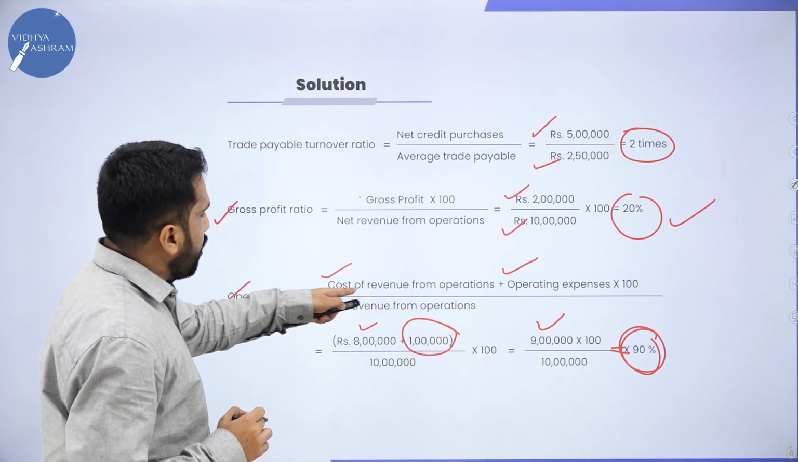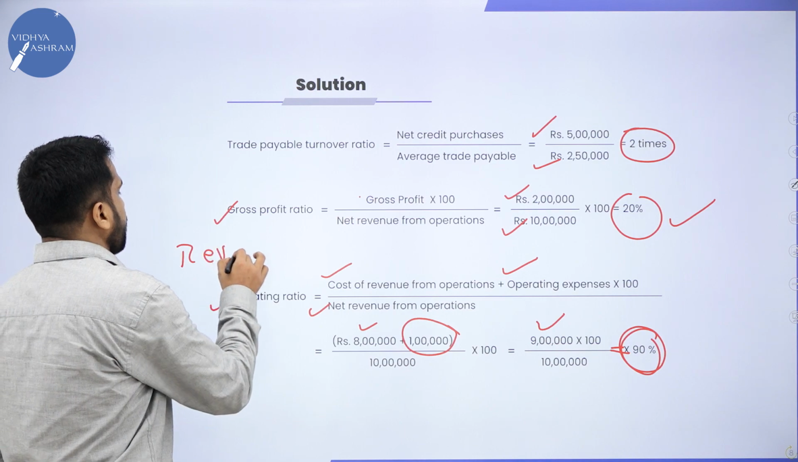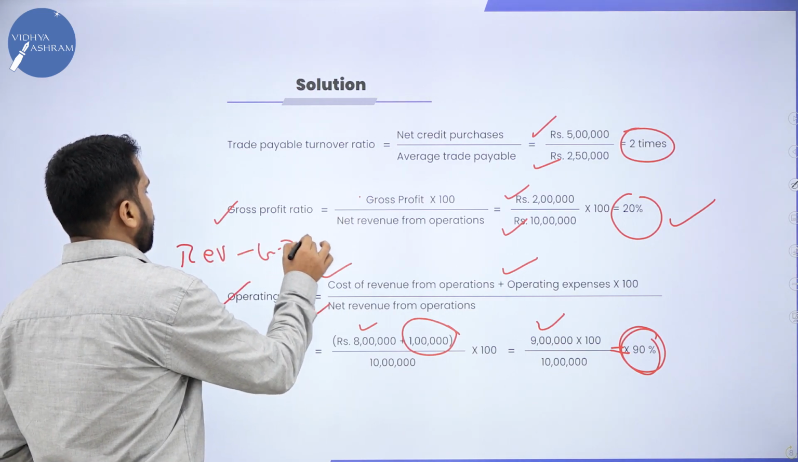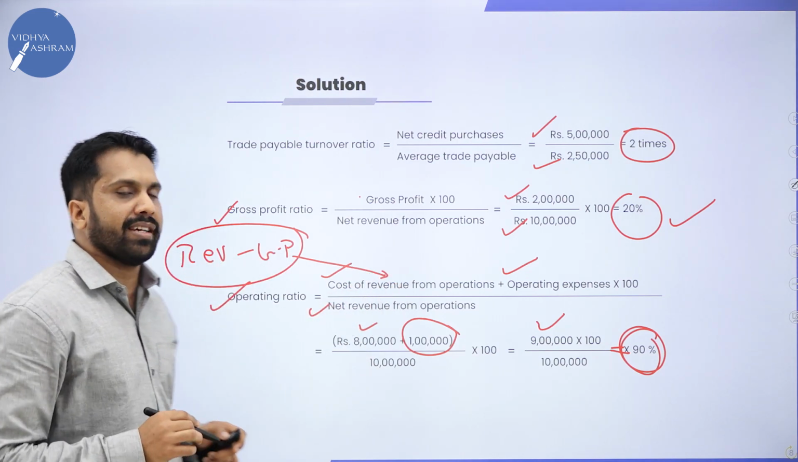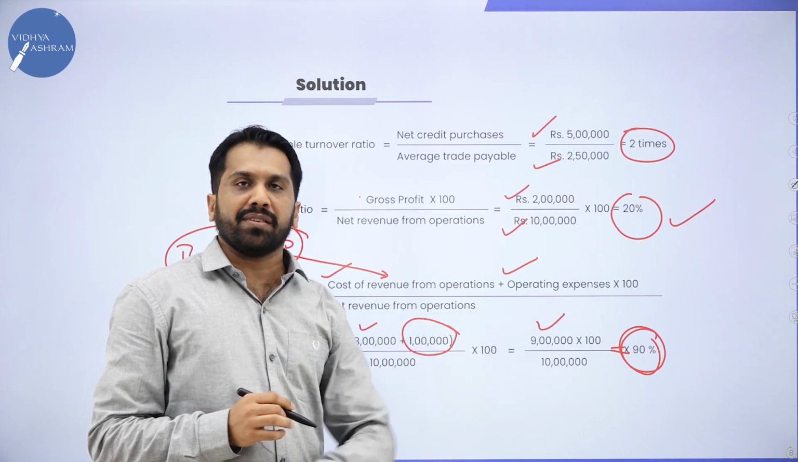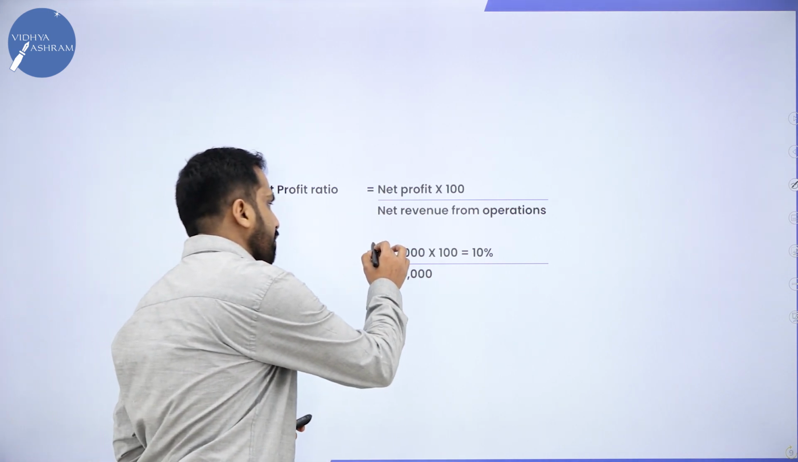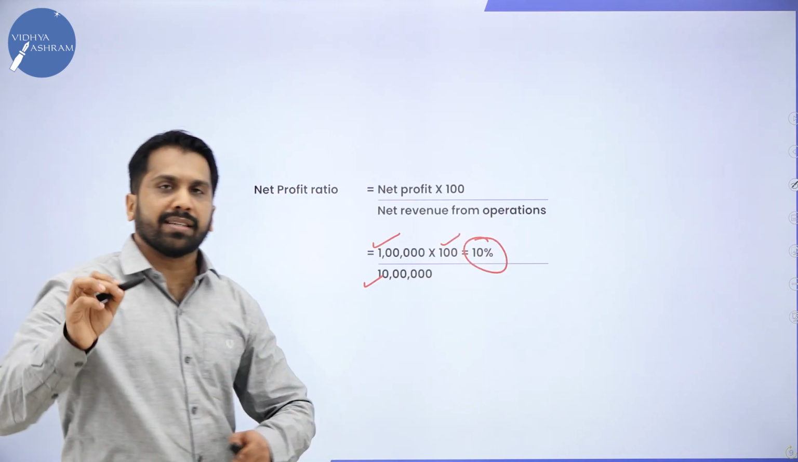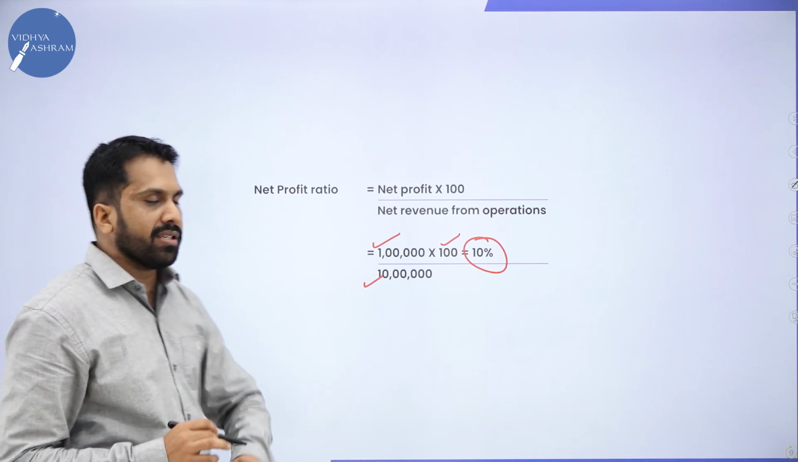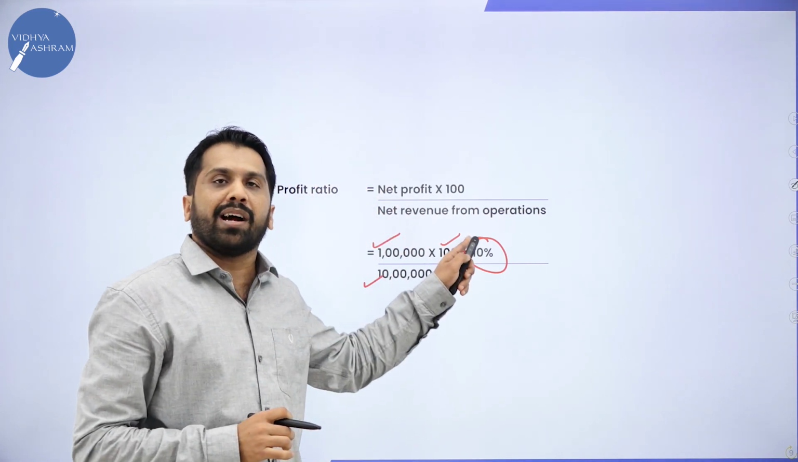Now, cost of revenue from operation, as I told you, is your revenue from operation minus gross profit. Revenue from operation minus gross profit, you will get the cost of revenue from operation. And the last thing is net profit. Net profit they have given 1 lakh. Revenue is 10 lakh. This is 100. Your answer is 10%. Clear? So like this, you have to work it out. You have to check each and everything. Then only you will get to know what the formula is and how to simplify.